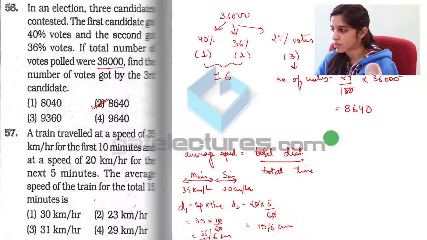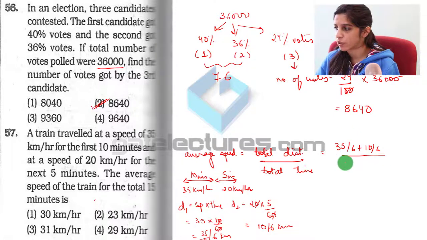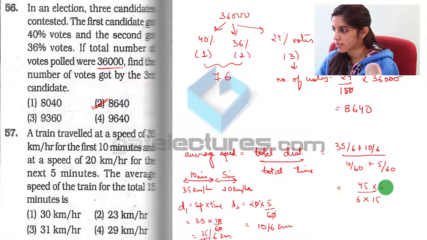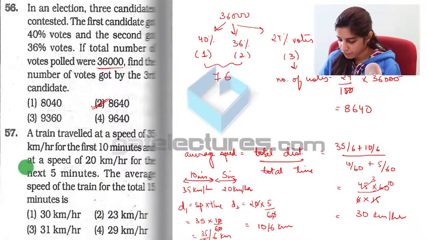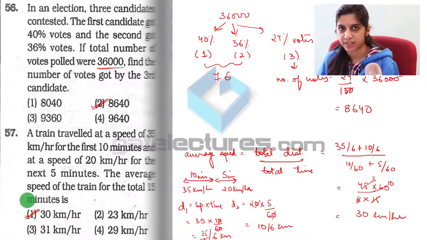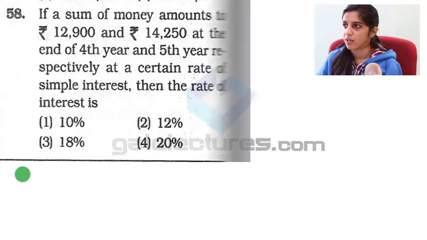So total distance is going to be 35 by 6 plus 10 by 6, and total time is going to be 10 by 60 plus 5 by 60, which makes this 45 by 6 into 15 by 60. Such that average speed is going to be 30 km per hour, which is option 1, 30 km per hour, right?